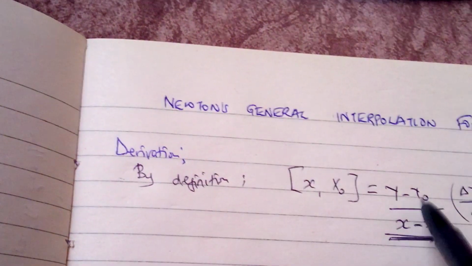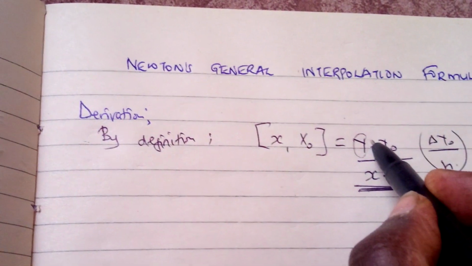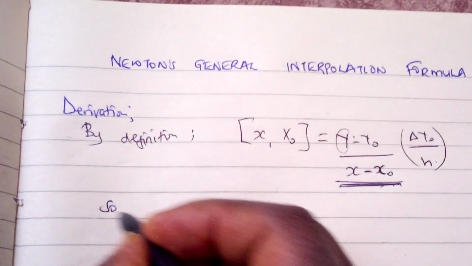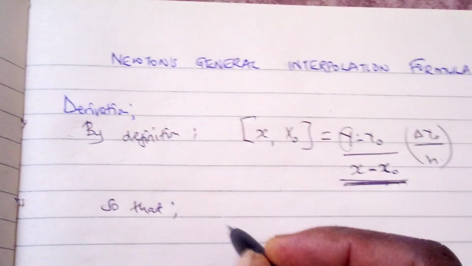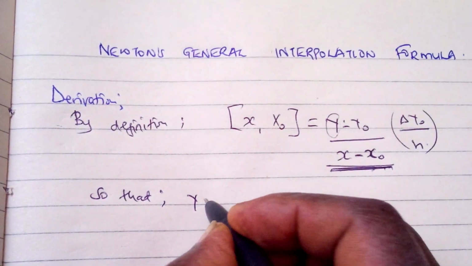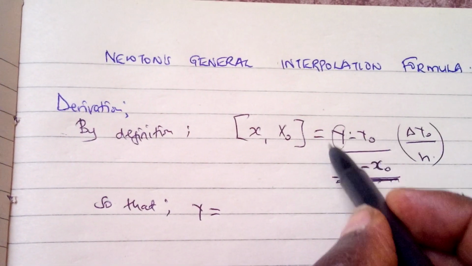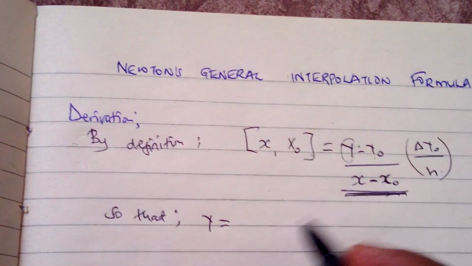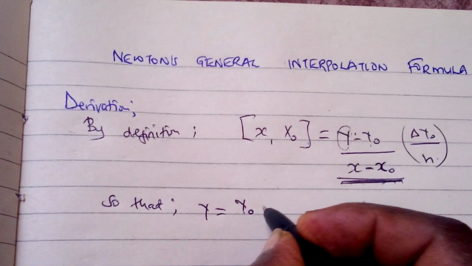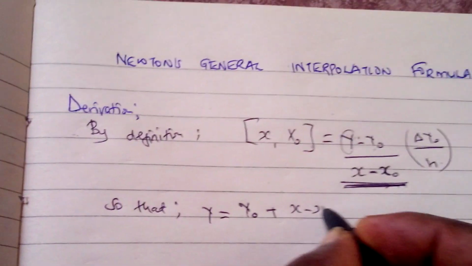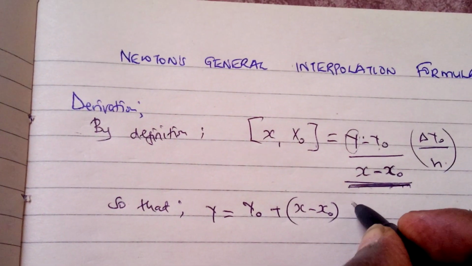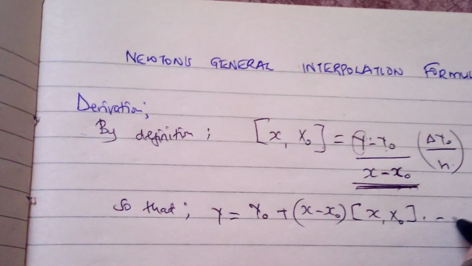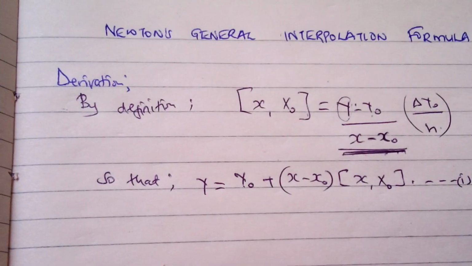So making y the subject of the formula, y is equal to, when we make this y the subject of the formula, we cross multiply and then substitute this. So we are going to have y naught plus x minus x naught multiplied by x naught. Okay, this is our first equation.